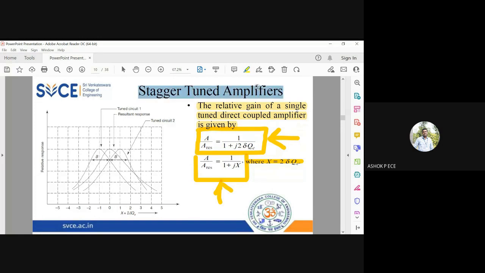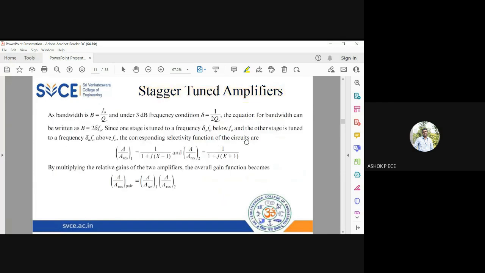Since stagger tuned amplifier is going to be cascading of single tuned amplifier, I am going to use this equation to multiply the gain of the two stages. And you know the equation, bandwidth equal to F0 by QE. Or delta is the frequency shift. Delta is 1 by 2 QE. So I can write the bandwidth in terms of delta as bandwidth equal to 2 delta into QE. So QE is going to be 1 by 2 delta. So if you substitute in this formula, B is equal to F0 by 1 by 2 delta, or B is equal to 2 delta into F0.